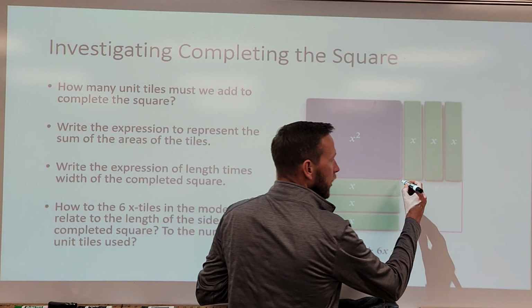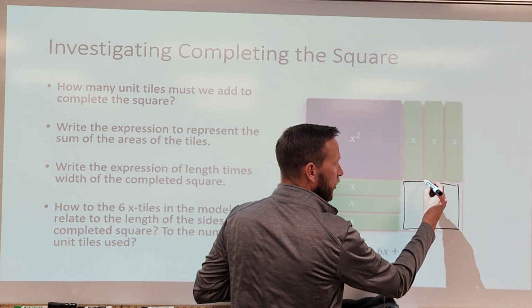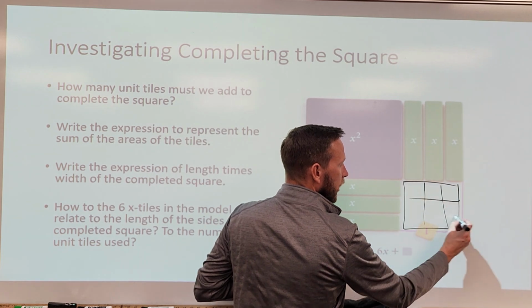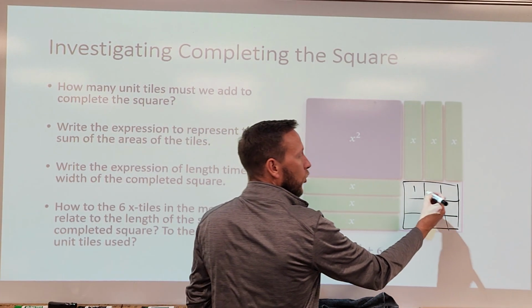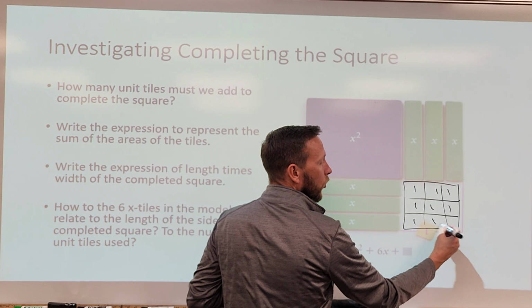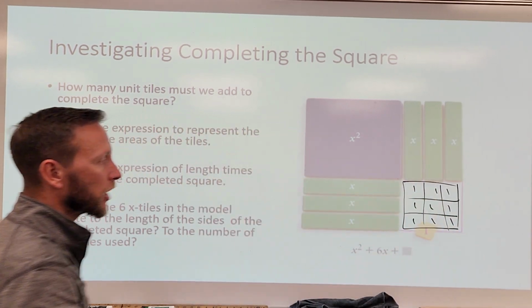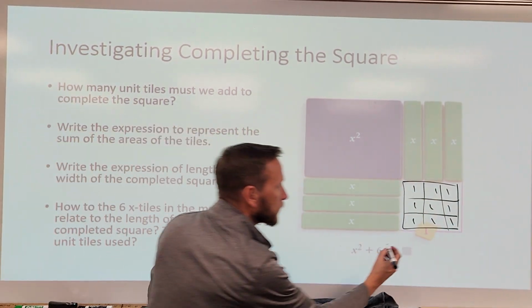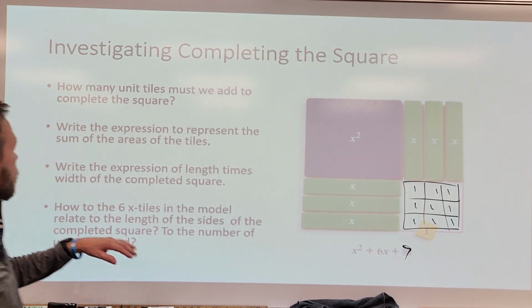Hopefully you can tell that if we are going to have unit tiles in here, 1 by 1 units, we would need 9 of them. We would need 1, 1, 1, 1, 1, 1, 1, 1, 1. This would add up and create a total of 9 unit tiles.